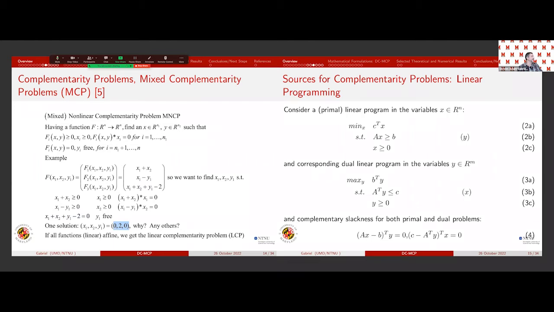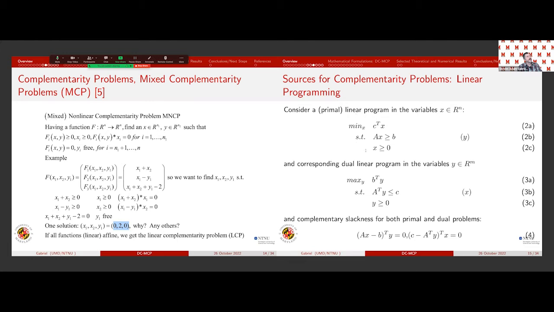Are there any others? You can actually exhaustively figure this out in this case by just substituting away the y and then looking at the 4 cases for the x's, positive or 0, basically. So that's a small example, but just to reinforce this, that you've kind of seen this before if you haven't really seen complementarity.